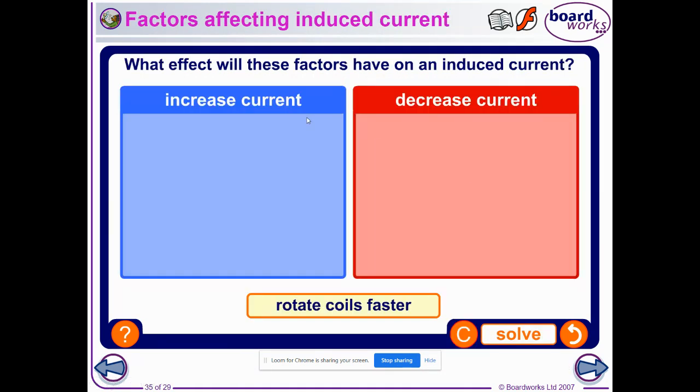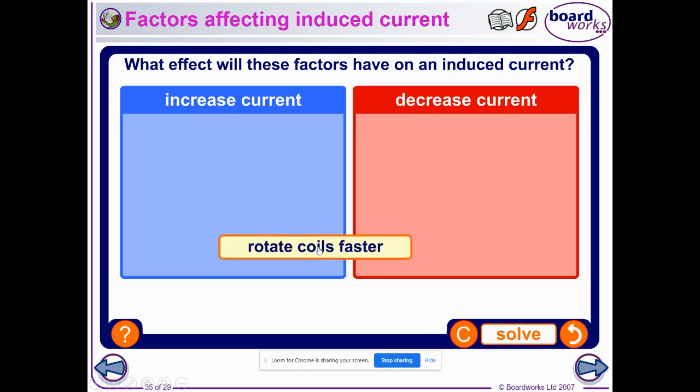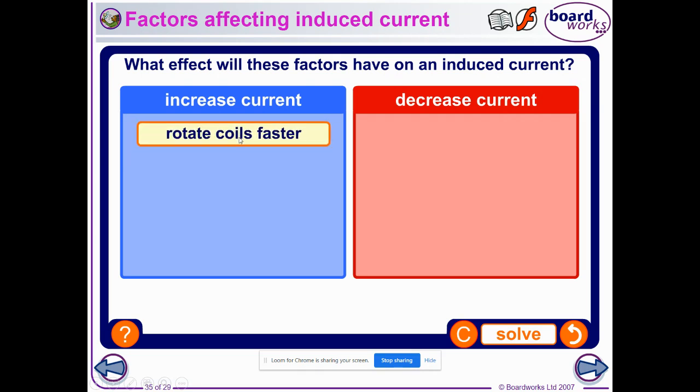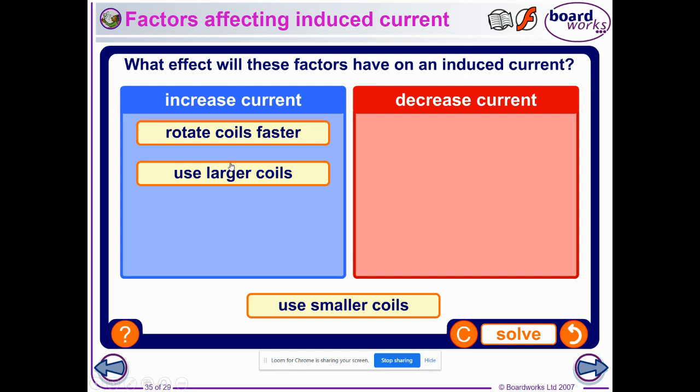Okay, let's move on. What effects will these factors have on the induced current? How do I increase or decrease the induced current? The first one: rotate the coil faster. If I rotate it faster, there will be an increase in the rate of magnetic flux linkage with the coil, so the induced current will increase. Using a larger coil will increase the current. Using a smaller coil will decrease the current.